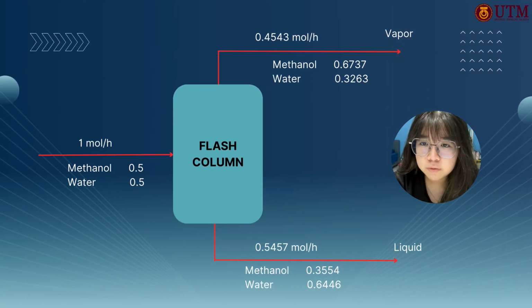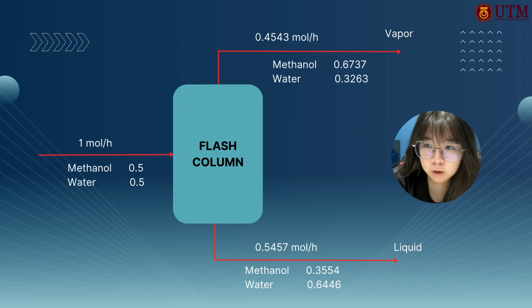So this is a process flow diagram. The water and the methanol entering the flash column are equimolar. So we assume that the number of moles entering the flash column is 1 mole per hour. From the calculation, we find out that the number of moles for the vapor phase is 0.4543 mole per hour, while for the liquid phase it is 0.5457 mole per hour. The mole fraction in the vapor phase for methanol is 0.6737, while for water it is 0.3263. For the mole fraction in the liquid phase, methanol is 0.3554 while water is 0.6446.